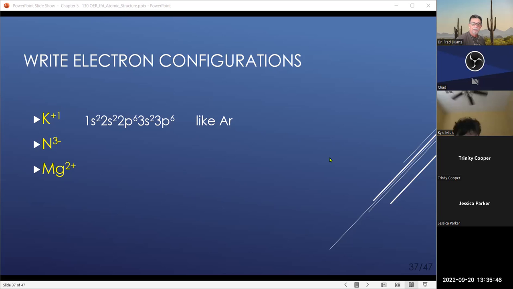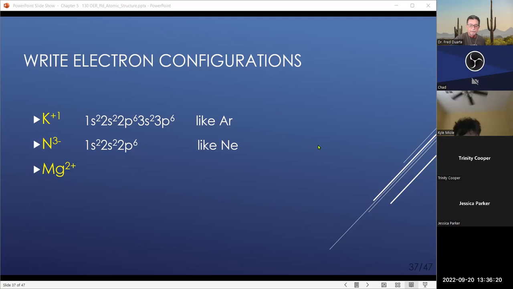All right, so now we have the electron configuration for N-3. Remember, it's nitrogen in group 5A. It's a nonmetal. It will pick up 3 electrons, resulting in a -3 charge. And now it has the same number of electrons as neon. Again, it has the same number of electrons as neon. It's not neon, but they share the same number of electrons.